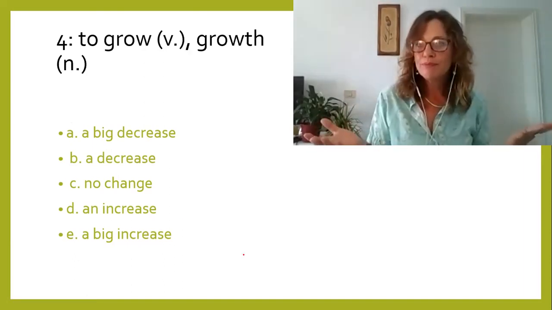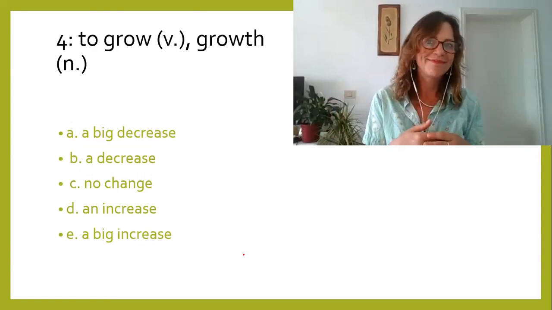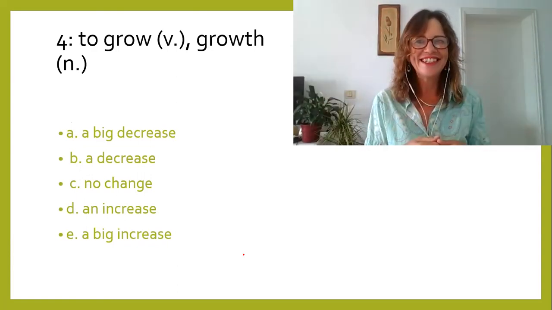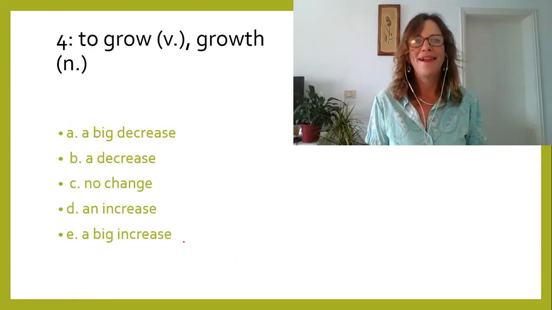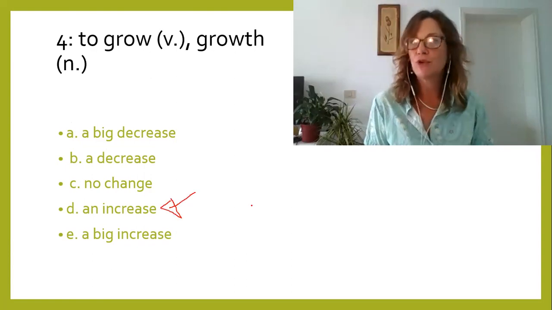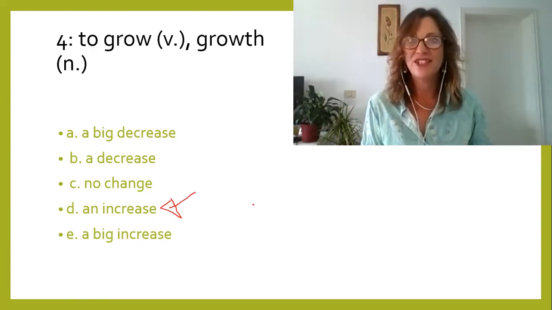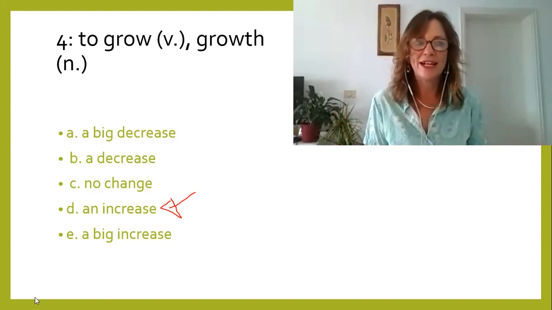To grow, verb, or growth would be the noun. What is it? Do you know? Shout it out. Yeah. Growth just means an increase. We don't know if it's big or small, but we do know if it's growth or to grow, it's an increase. Try one more.